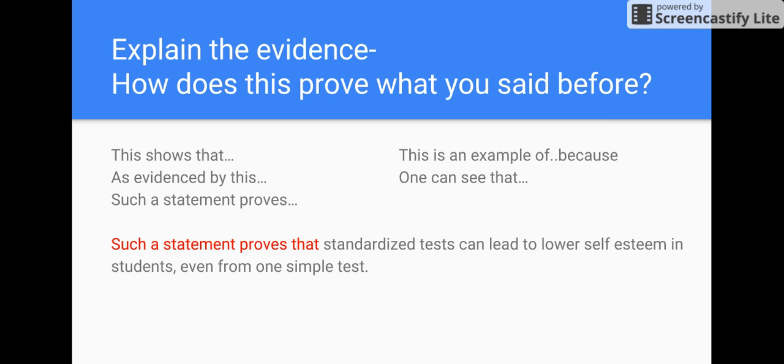So here's my example. Such a statement proves that standardized tests can lead to lower self-esteem in students, even from one simple test. I brought that back, right, to here's my issue. Okay, I got my issue here, and I brought it back to my claim two with self-esteem, okay? Or to the reason. I brought it back to my reason, excuse me. I got my issue, I got my reason there, okay? And I have my sentence starter. So pause the video right now, and you need to explain your evidence.